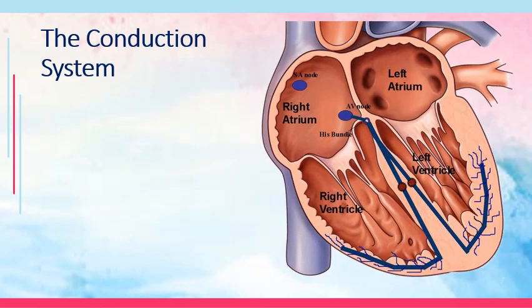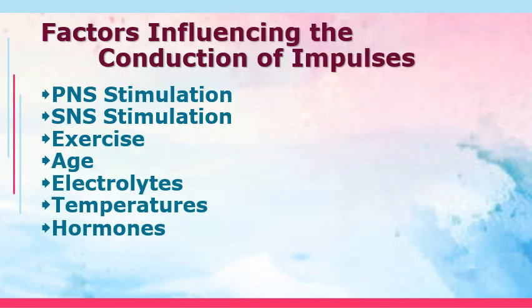This slide simply illustrates the conduction system of the heart. From the SA node, the electrical impulses are fired towards your AV node. From the AV node, it will go towards your left and right branches, going towards your Purkinje fibers, which are highly excitable cells. Let's talk about the factors influencing the conduction of your impulses.